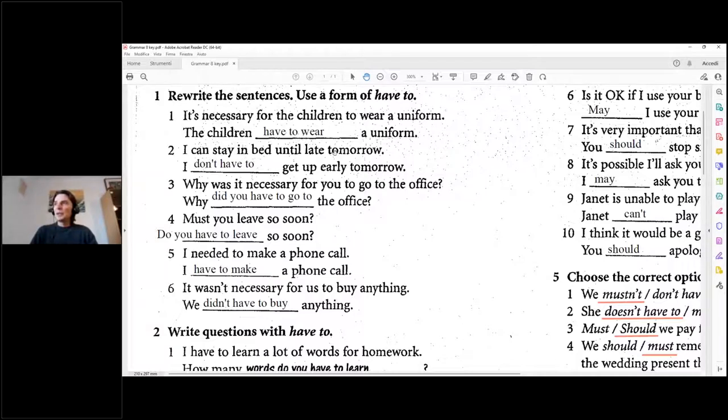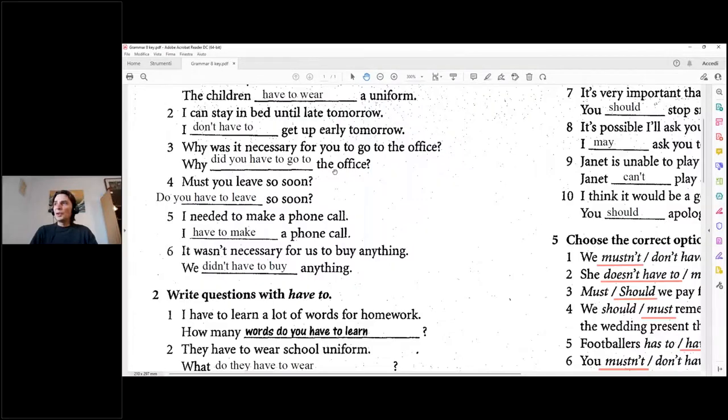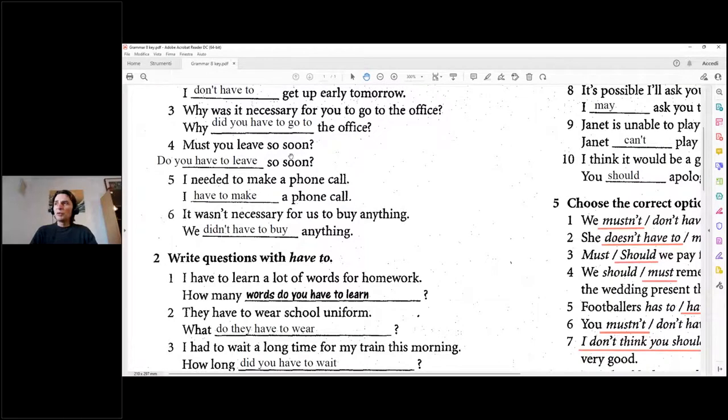I can stay in bed until late tomorrow, so I don't have to get up early tomorrow, right? Why was it necessary for you to go to the office? Why did you have to go to the office? So it was necessary. So you had to go to the office, right? Necessity, have to.